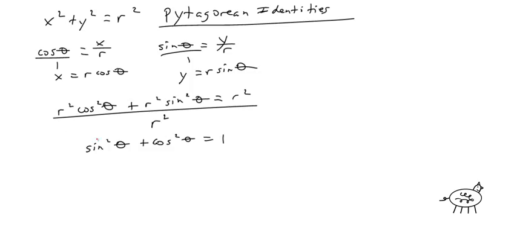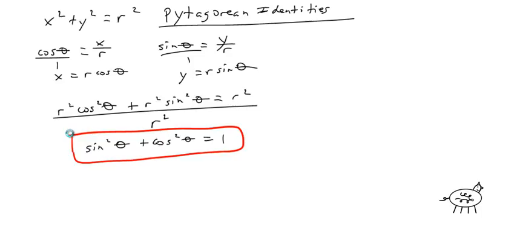Math fans, this is really important. I'm going to put a red box around it, and if you have red pens, you should be putting a red box around it too. So that's our first identity: sine squared plus cosine squared equals 1.